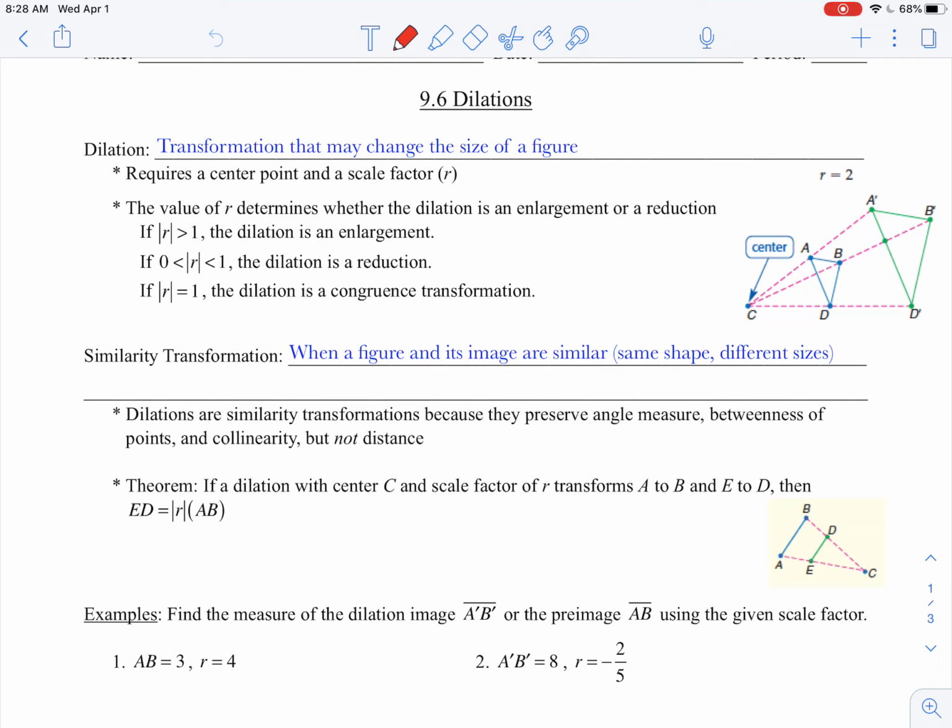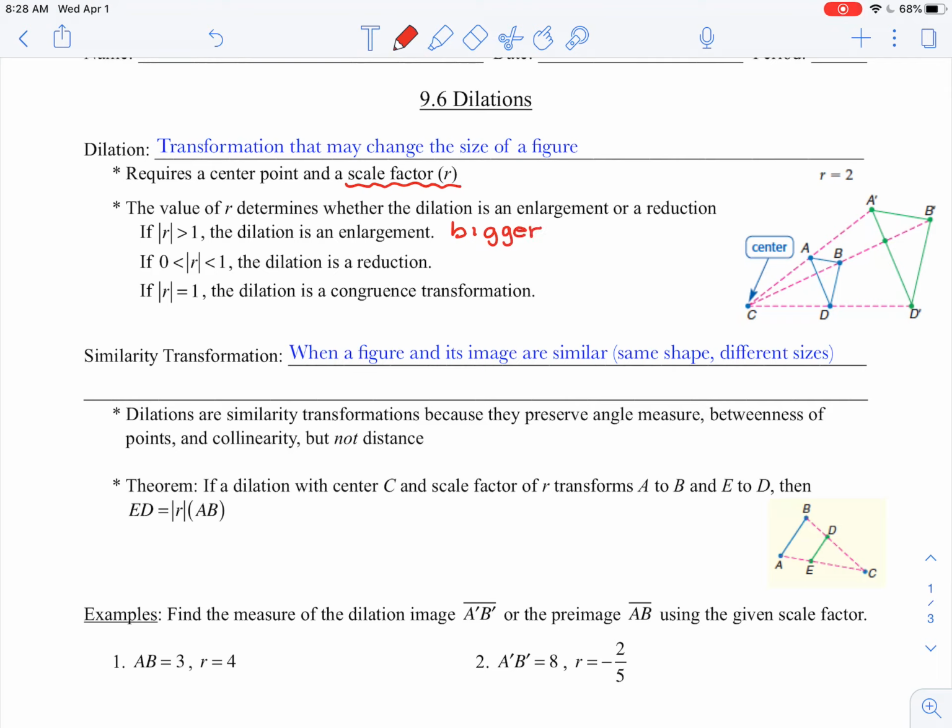When you do a dilation, it's always done around a center point or the center of dilation, and you're given a scale factor, which is the letter R, that tells you how much bigger or how much smaller you're going to make your figure. If your scale factor R has an absolute value greater than 1, then your dilation is going to be an enlargement, or it'll make your picture bigger.